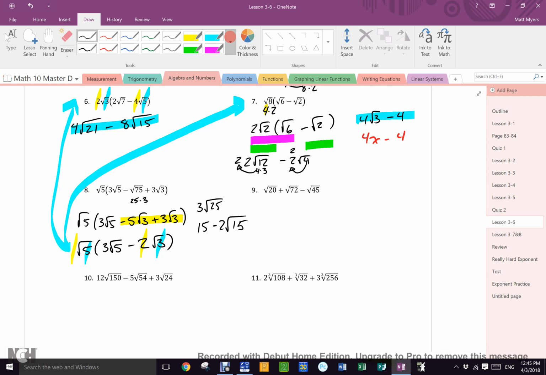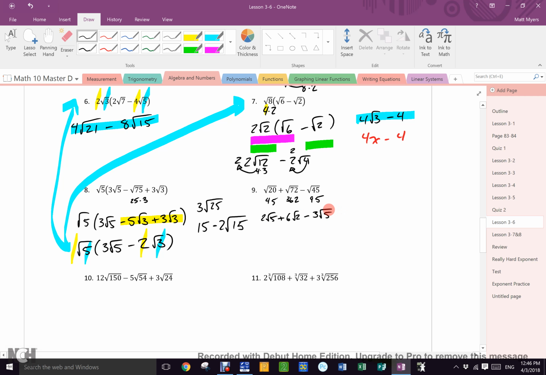What are you going to do with number 9 before you even try the new stuff? You're going to simplify, right? What's 20 break down into? 4 and 5. What's 72 break down into? I do 36 and 2. What's 45? 9 and 5. What's the square root of 4? 2 root 5 plus 6 root 2 minus 3 root 5.